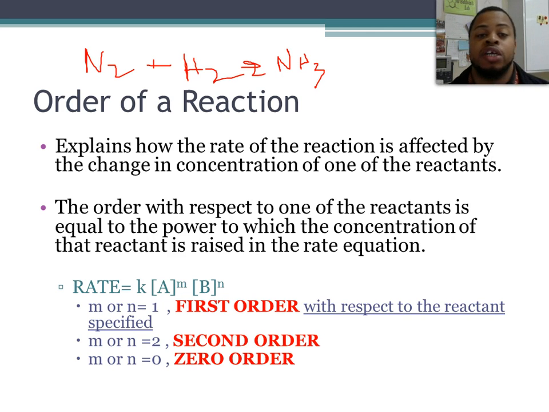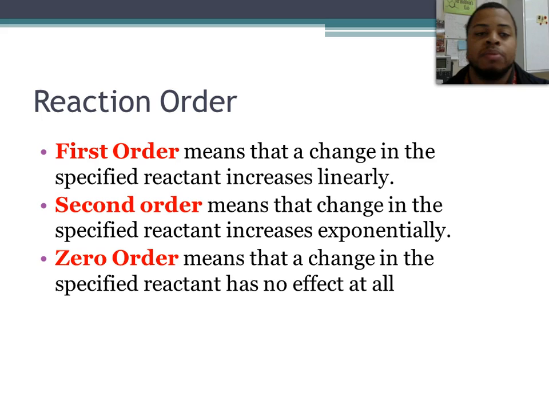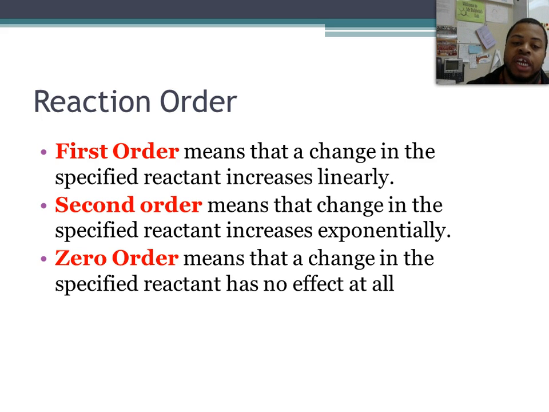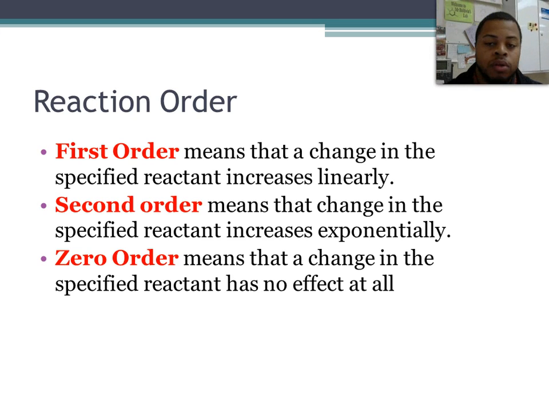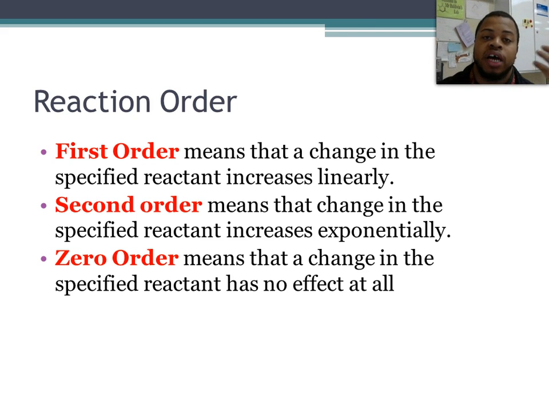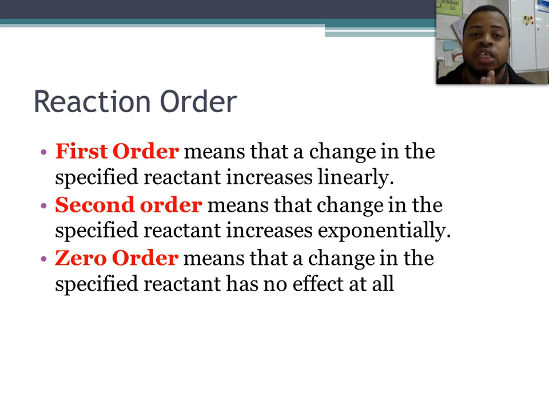Now, what does this actually mean in terms of our understanding of what's happening in the reaction? Well, when something is first order, it means that if I change the reactant, it should affect the rate in a linear manner. What do I mean? If I double the concentration, I would expect to see that the rate also doubles. If I triple the concentration, I'd expect that it's going to triple. That would be first order. Second order would mean that it's going to change exponentially. So if I double the concentration, it's going to quadruple the rate. If I triple the concentration, then it's going to raise by a factor of 9 and so forth.